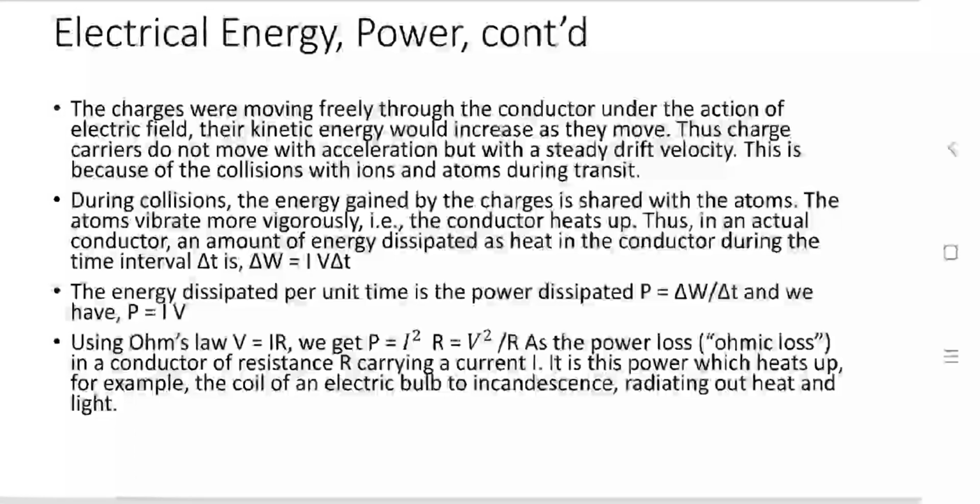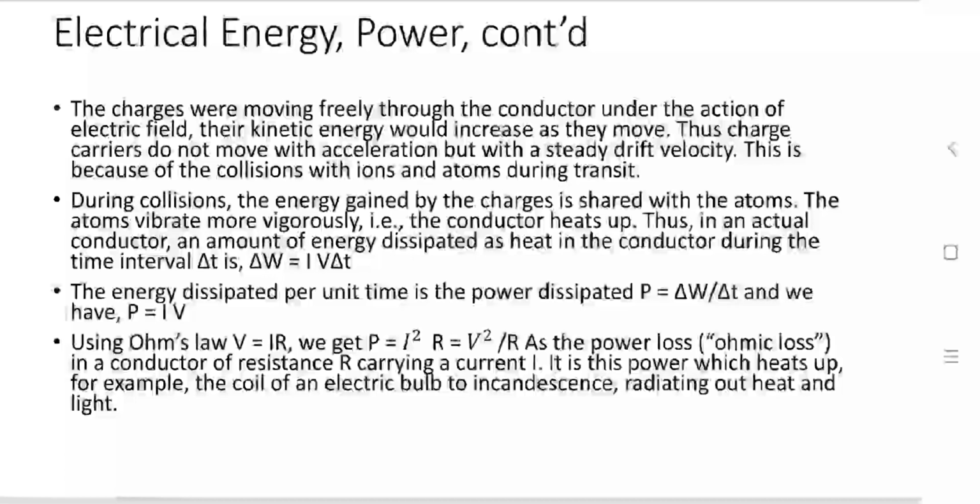This heat available during the time interval delta t is delta W equals I V delta t. So this amount of energy is going to be dissipated. This energy is dissipated per unit time, so delta W by delta t is known as the power dissipation.